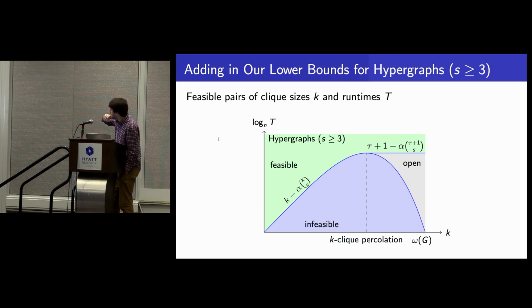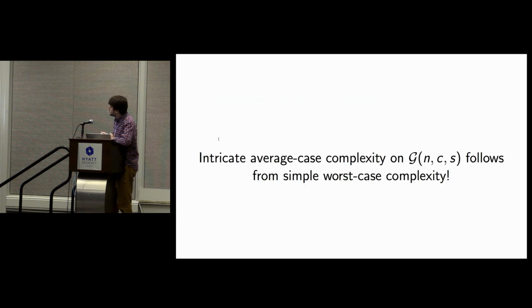And so this is really remarkable because the techniques that we use to show the algorithmic upper bound, this greedy random sampling technique, a priori doesn't seem to have anything to do with the Fourier analytic argument that lies at the core of our lower bound. So it's interesting that we match the upper bound with our lower bound. And there is an open region after the k-clique percolation threshold. So it's an open problem to determine the complexity of k-clique counting in that regime for Erdos-Renyi hypergraphs. So we get this sophisticated average case complexity on Erdos-Renyi hypergraphs that follows just from a simple worst case complexity assumption.